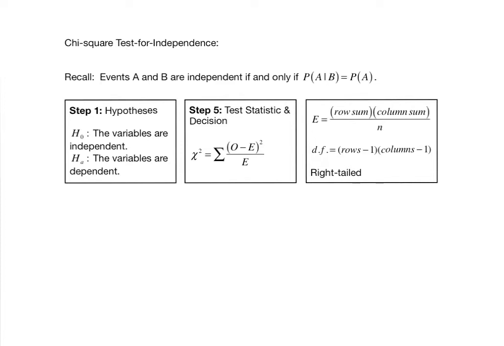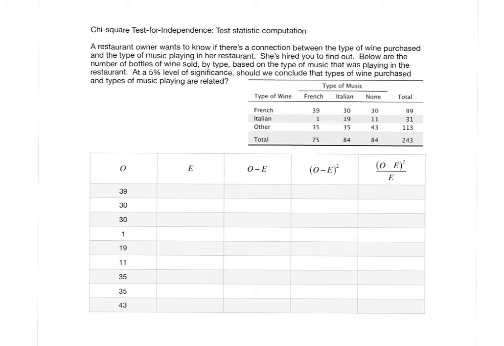So we're going to use a whole screen just to do that computation, and then we'll look at the entire 6-step process. So recall, your observed values are your sample data. For example, this is an O, this is an O, this is an O, this is an O, here, here, here, and here. So I've already listed them. Those are my 9 observed values. Now we need to get the expected values.